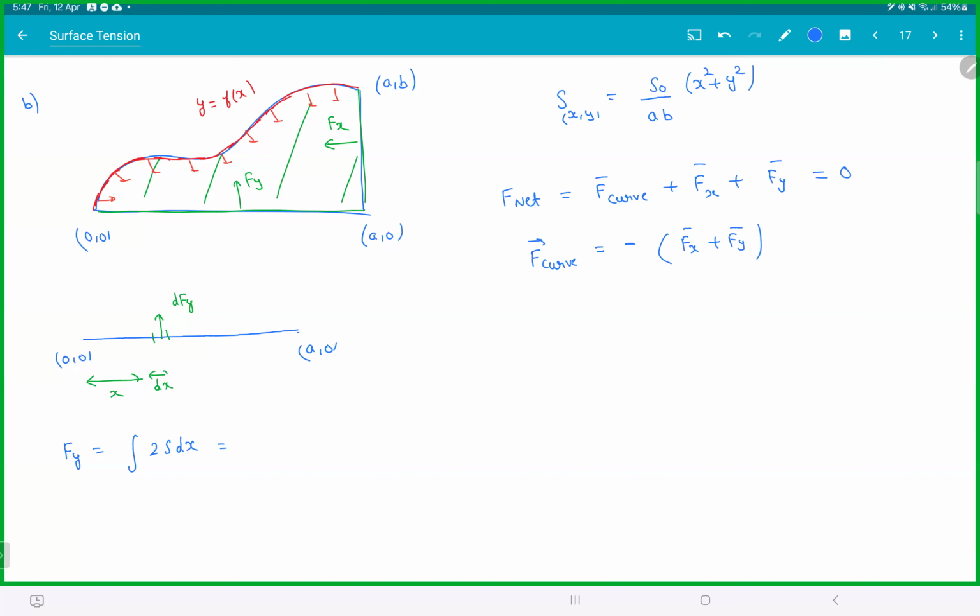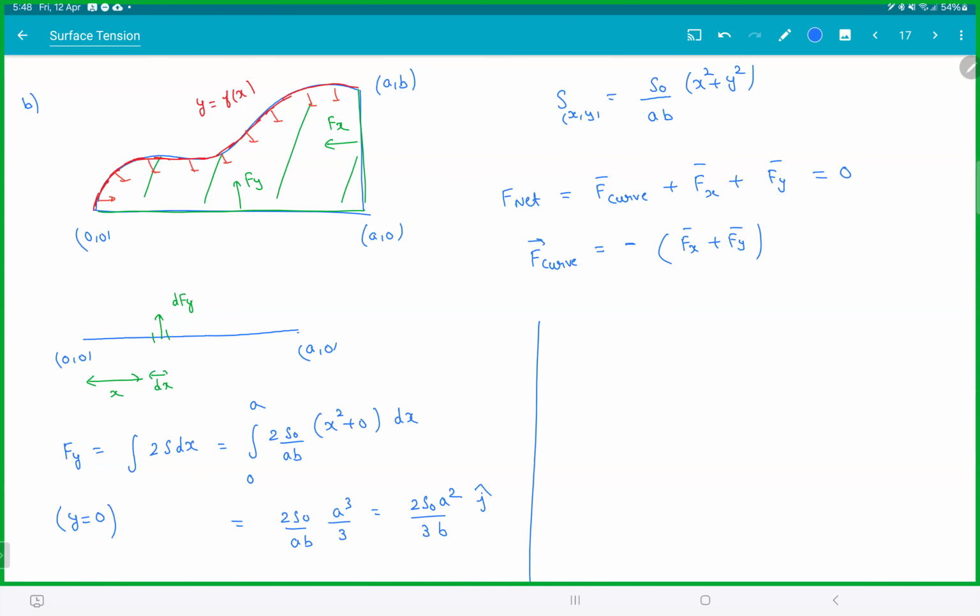Now here, remember this thing. On this line, if you observe it, the y coordinate is 0. On this entire line, y is 0. So this would be 2s0 by ab, x square, y is 0, into dx. This is easy. So this would be 2s0 ab, that would be x cubed by 3, so a cubed by 3. That would be 2s0 a square by 3b. And this direction would be j cap.